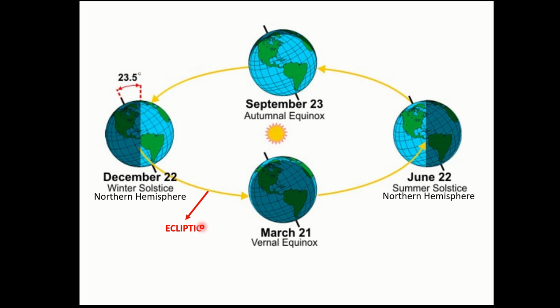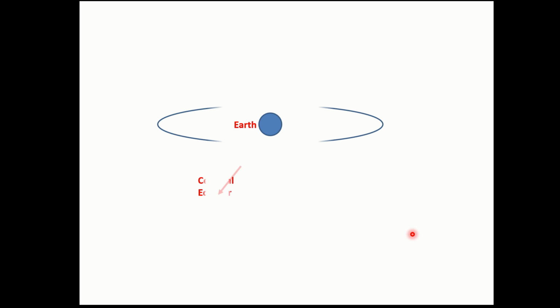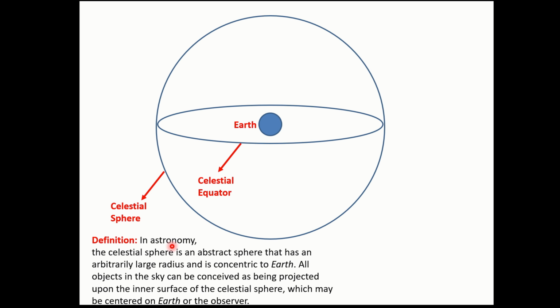So moving forward, this is known as the ecliptic, the plane in which the earth revolves around the sun. So we have earth centered, and we have the celestial equator, and we have the celestial sphere. So what is this celestial sphere? Basically, in astronomy, the celestial sphere is an abstract sphere that has an arbitrarily large radius and is concentric to earth. All objects in the sky can be conceived as being projected upon the inner surface of the celestial sphere, which may be centered on Earth or the observer.